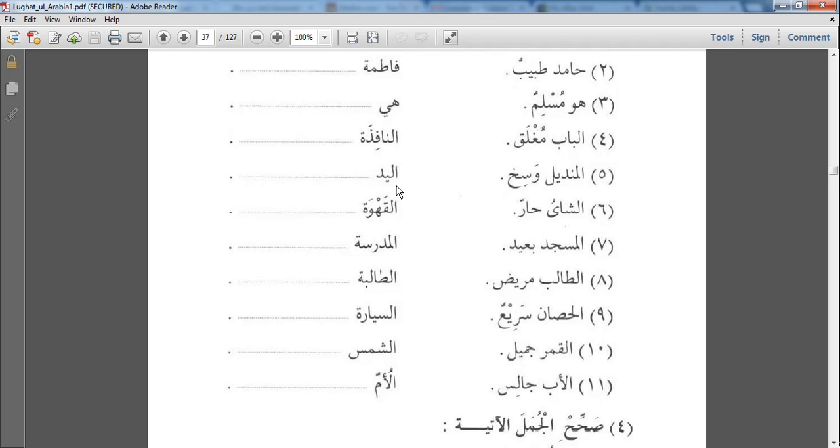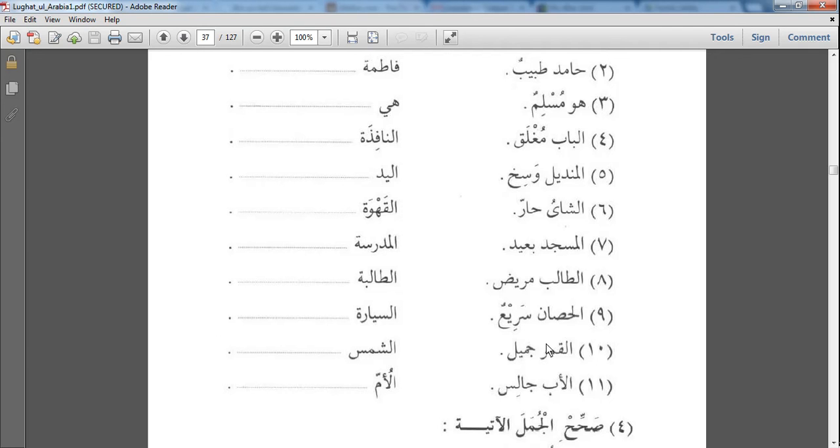And hand is obviously feminine because it's a dual part of the body. Ash-shayu harun. Al-qahwatu harratun. The tea is hot, the coffee is hot. Al-masjidu ba'idun. Al-madrasatu ba'idatun. The masjid is far, the school is far. Al-talibu maridun. The student is sick. Al-talibatu maridatun. The female student is sick. Al-hisanu sari'un. The horse is fast. As-sayyaratu sari'atun. The car is fast.